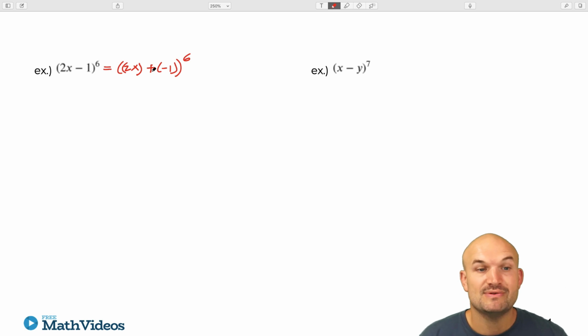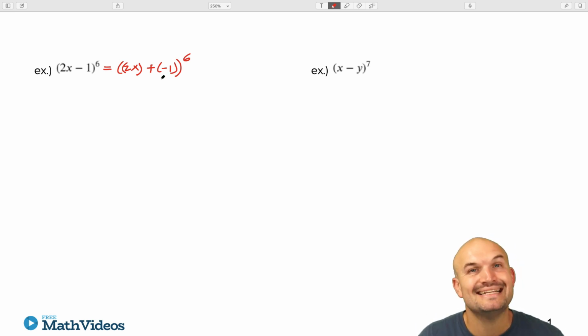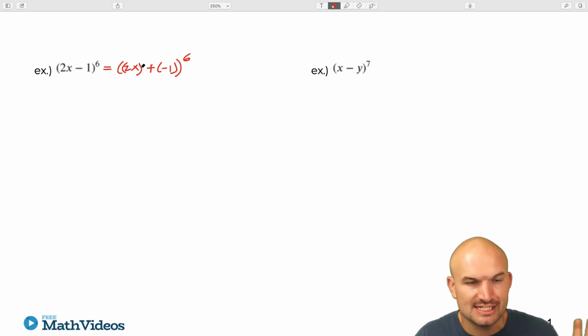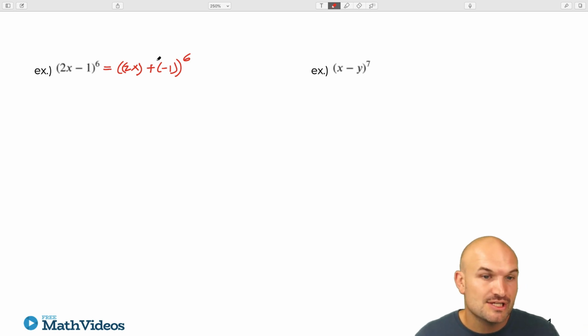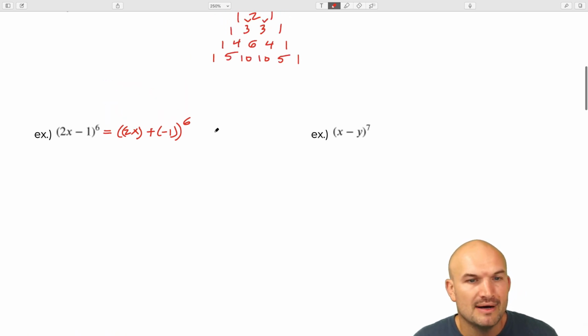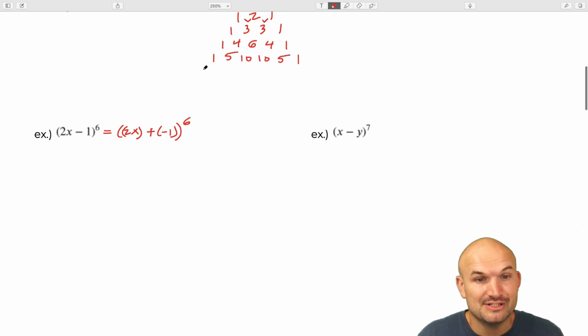Okay? So now our first term is going to be 2x and our second term is going to be a negative 1, because our binomial expansion, the way that I'm teaching it, is going to be the addition of those two terms. So if you have a subtraction, just rewrite it as addition with a negative number. And this one's also going to have some more multiplication we're going to need to do. So let's do our next row. So that'd be 1, 6, 15, 20, 15, 6, and 1.